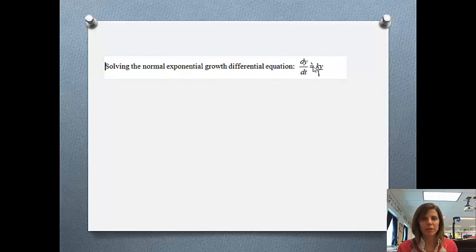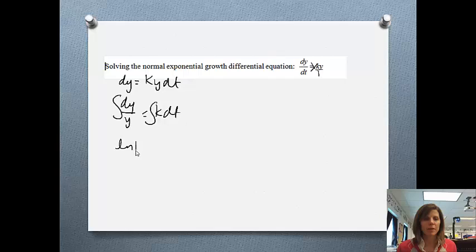So the first thing that I'm going to do is cross multiply. So I'm going to get dy is equal to ky dt. To match my variables up, I'm going to divide by y, so I'm going to get dy over y is equal to k dt. I'm now going to take the integral of both sides. The integral of dy over y will be the natural log of y, and the integral of the right side, since t is my variable, will be kt plus c.